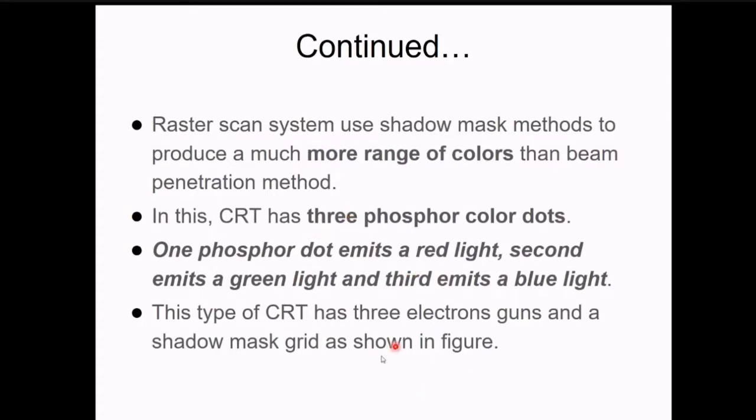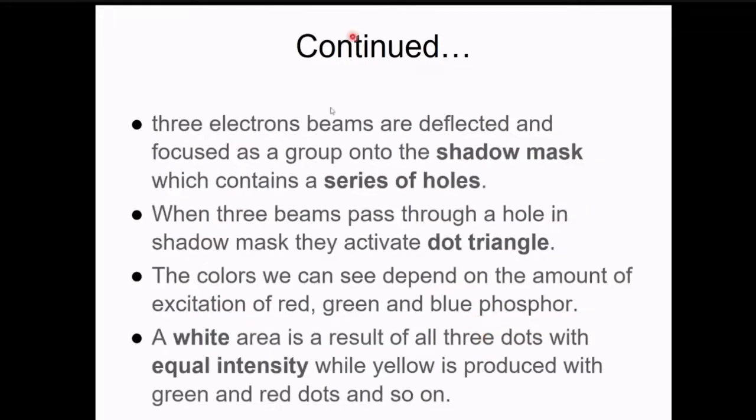So it has 3 electron guns. That's what we have seen just now, and a shadow mask grid as we have seen in the figure. The shadow mask has a series of holes that help to concentrate on a particular part of the screen, and that helps the electron gun in the CRT monitor to concentrate on a particular pixel. That's why we need this shadow mask in our shadow masking technique or in the CRT.